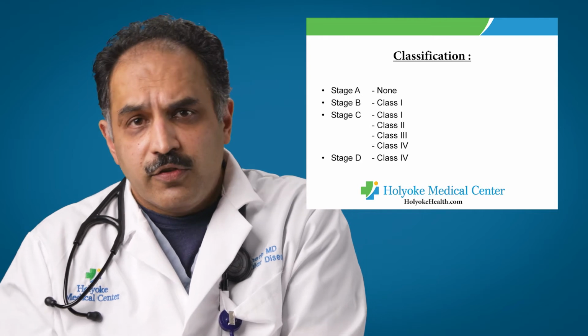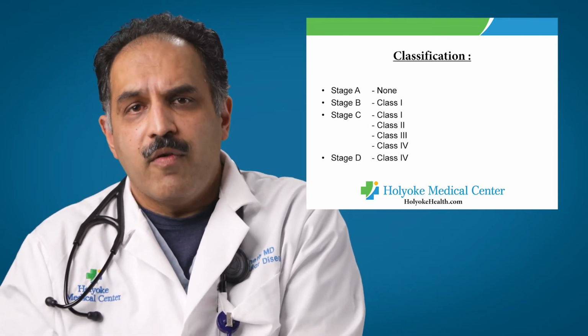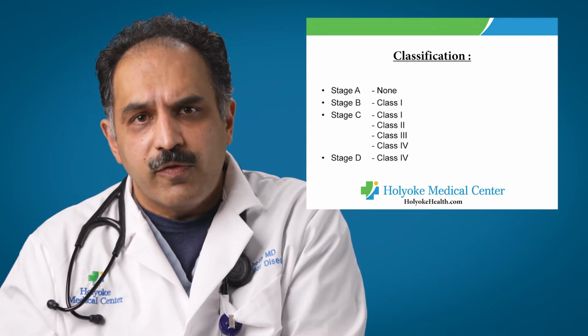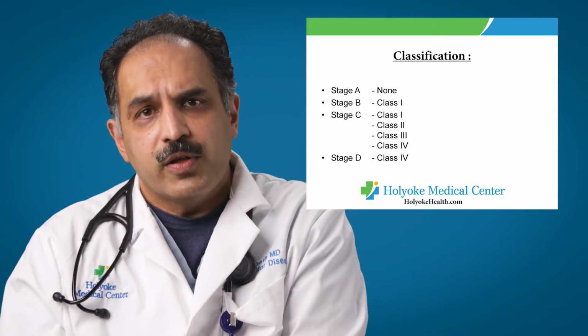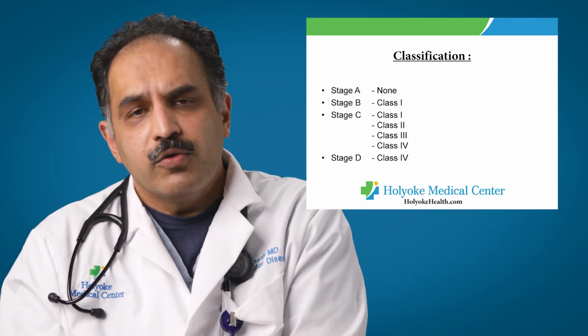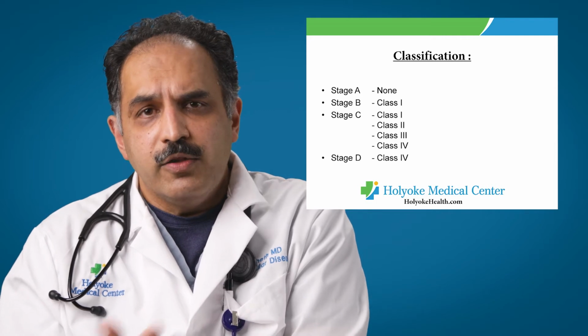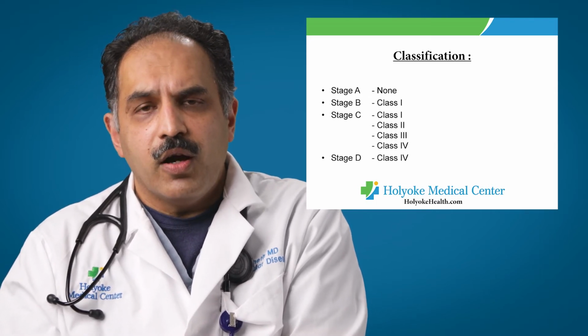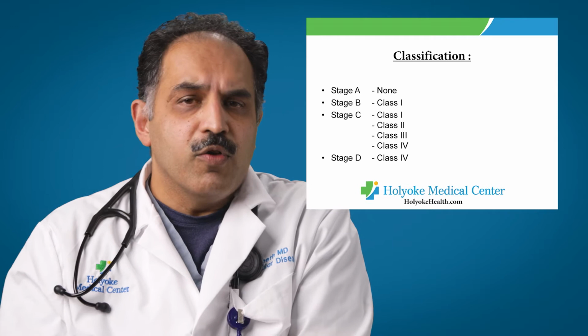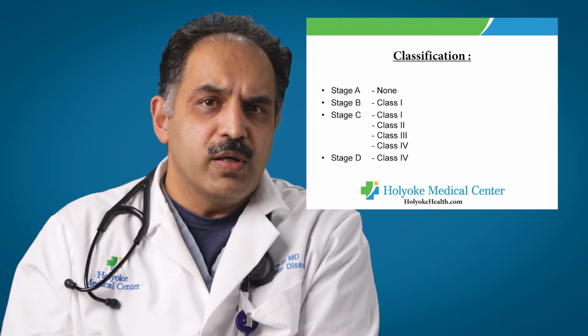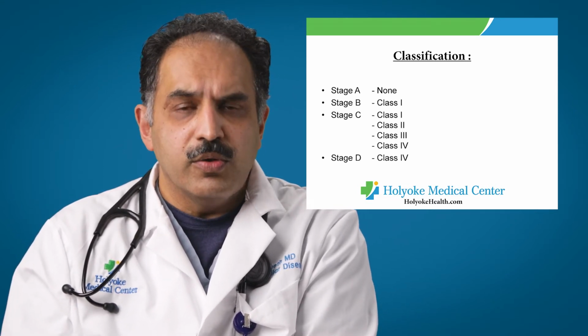The next is stage C, which is where you have evident heart failure. Either you have been admitted to the hospital with heart failure or you have a diagnosis of heart failure. You now divide these patients into four classes. Class 1 is patients who have no functional limitations. They can do pretty much whatever they want to do.